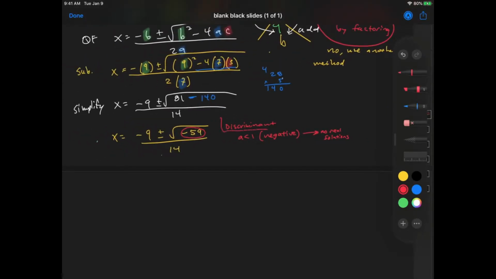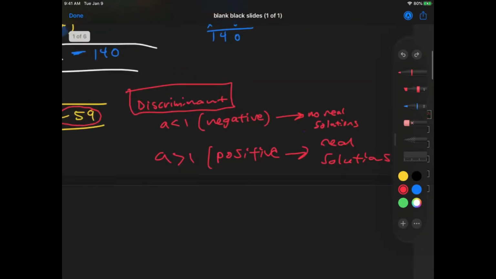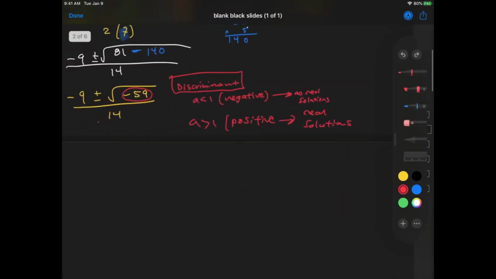So we're talking about the discriminant. If the discriminant, or number underneath the square root, is positive, greater than 0, then you have real solutions. Okay, so right now we're working with real solutions, and I want to take it one step further. These non-real solutions just basically mean that there are imaginary solutions.